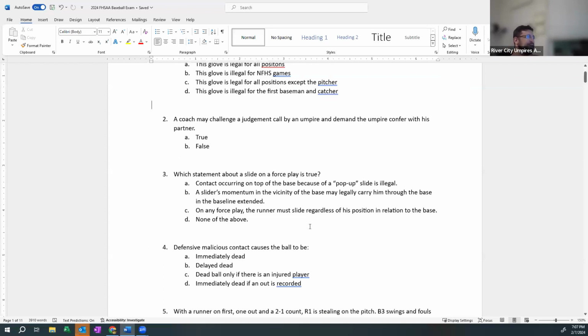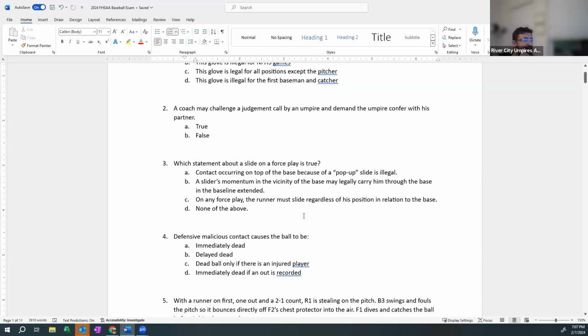Yes, it's false. Okay. Which statement about a slide on a forced play is true? A: Contact occurring on top of a base because of a pop-up slide is illegal. B: A slider's momentum in the vicinity of the base may legally carry him through the base and the baseline extended. C: On any forced play, the runner must slide regardless of his position in relation to the base. D: None of the above. Well, this smells like a trick question to me. But A feels like the right answer is what I selected.